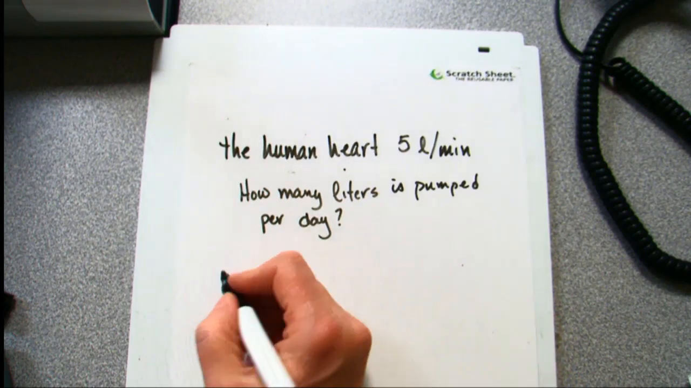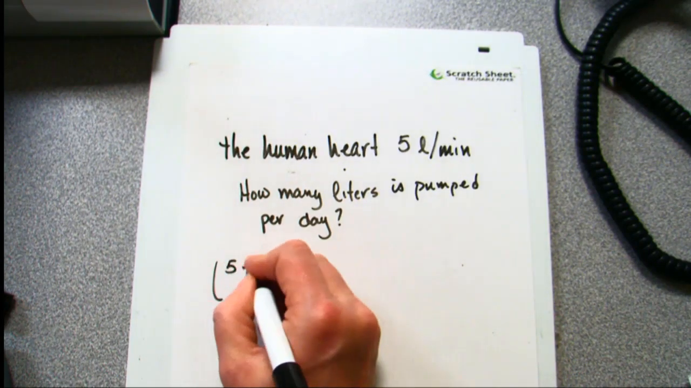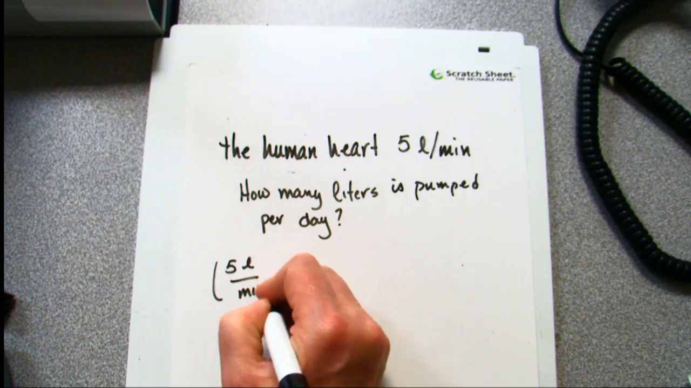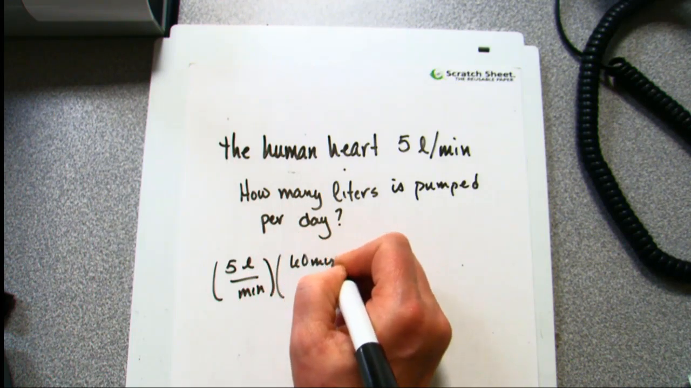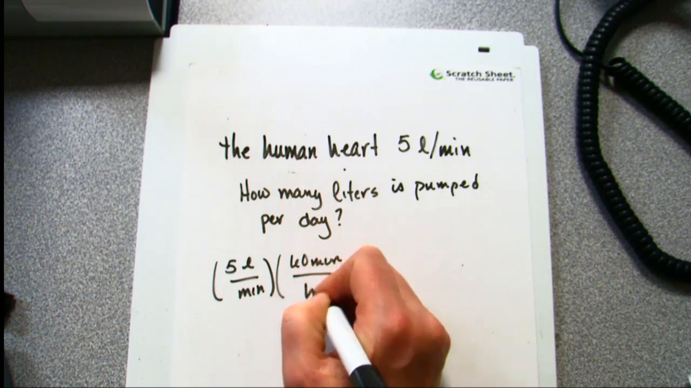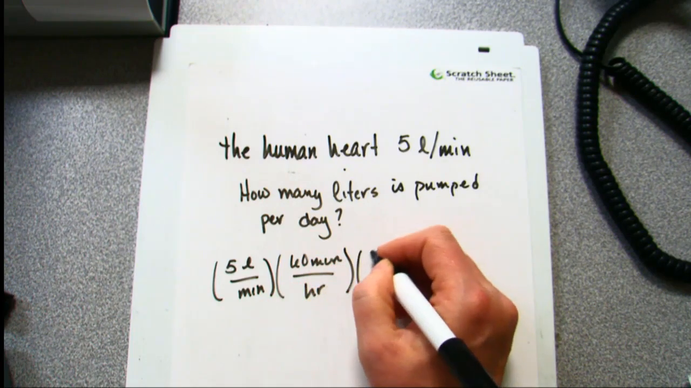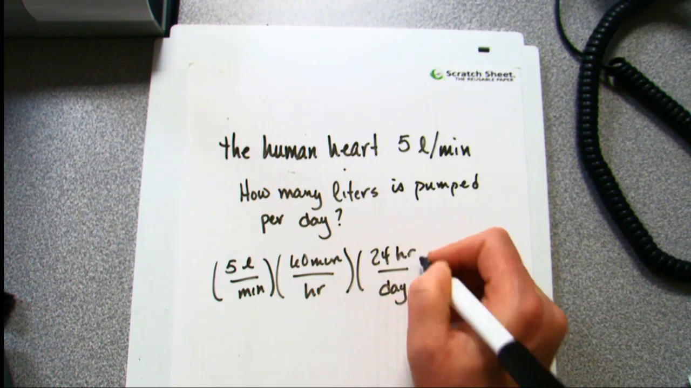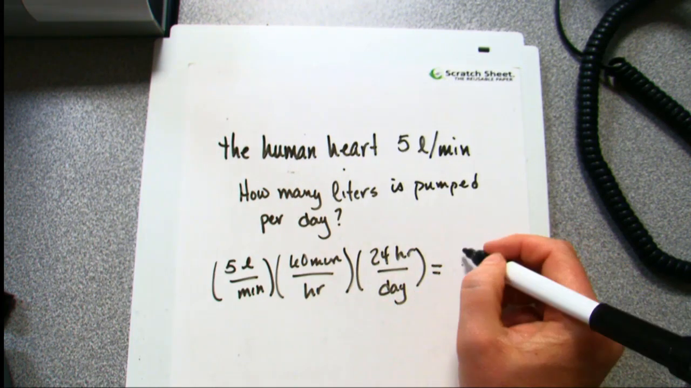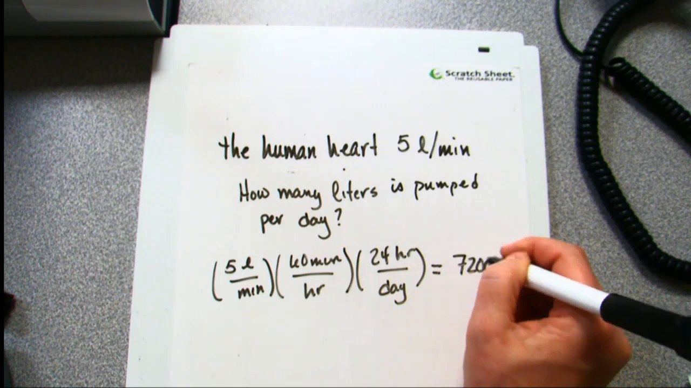So we can do that calculation, right? I've got 5 liters per minute. We've got 60 minutes per hour. And we have 24 lovely hours per day. And when I plug that into the calculator, I get 7,200 liters.